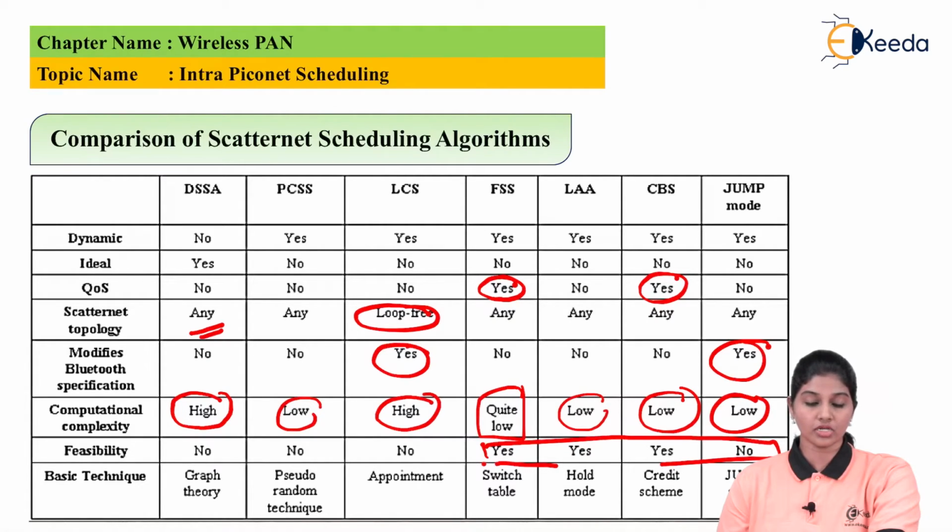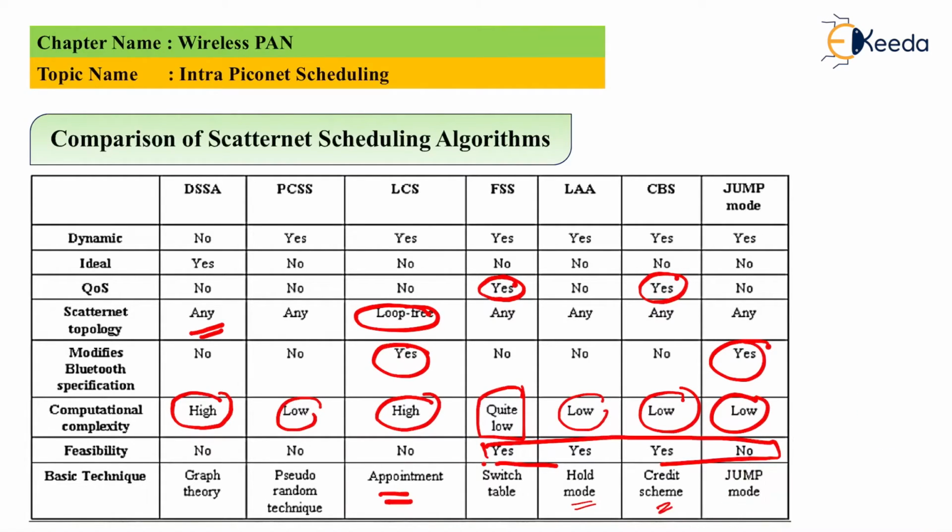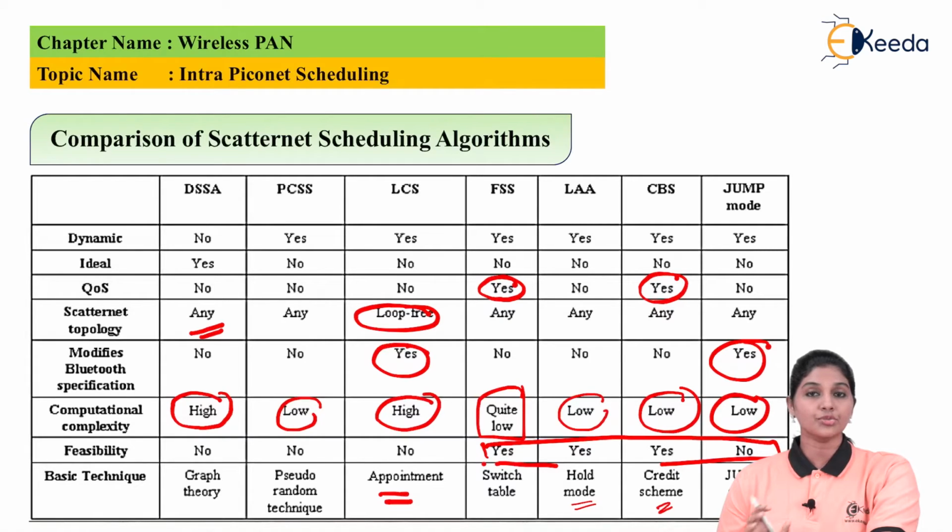Then the best technique used for DSSS is graph theory. For PCSS, it is the pseudorandom technique, where an equal share is provided to all the slaves, or polling can be done in a pseudorandom sequence. Then in case of LCS, appointments are used in order to provide the polling sequence. Then FSS uses a switch table method at the node side, or we can say the switch table is present on the bridge node. Then LAA uses the hold mode, whereas the credit-based system uses the credit scheme, and jump mode uses the jump mode technique. So these are the suitable techniques for each scheduling scheme. This is how we can compare the various types of scheduling algorithms.